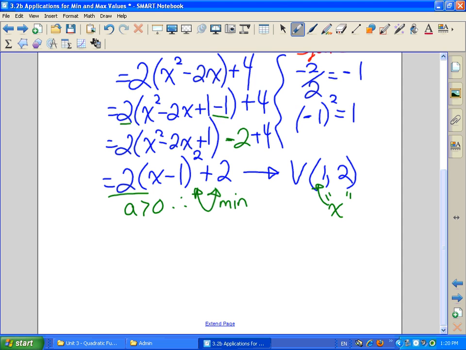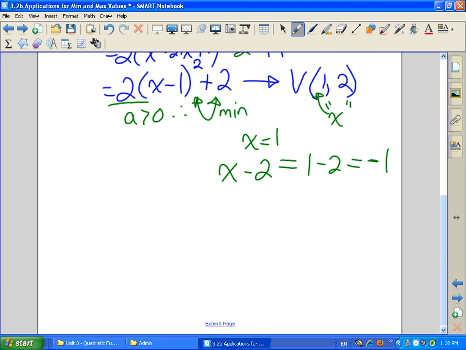Okay, so we know that the first number is 1, so x equals 1, and then to sub in our second term, x minus 2 equals 1 minus 2, so you sub that in, which equals negative 1. So therefore, our two numbers that create a minimum are 1 and negative 1. All right, please be careful. Don't say plus or minus 1, because they're both there in that case.